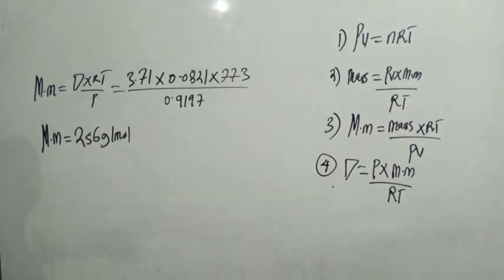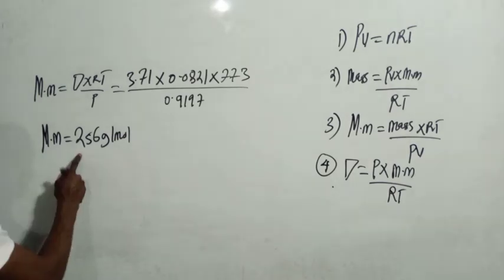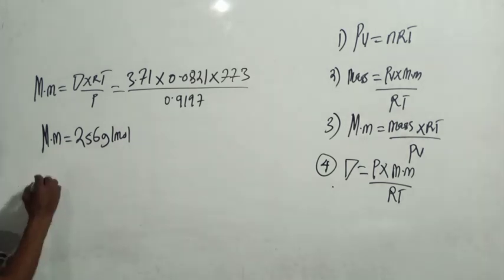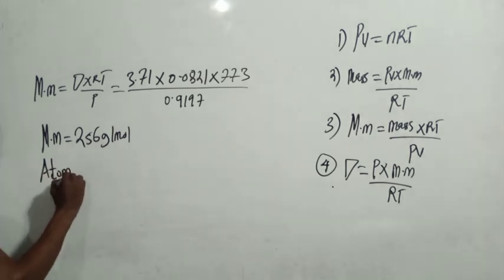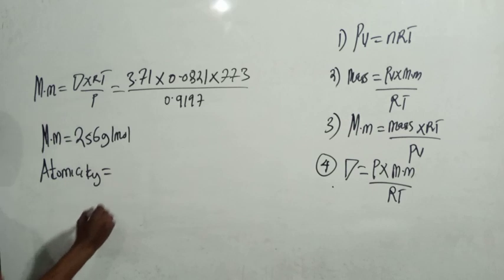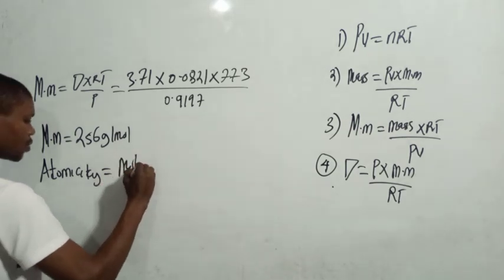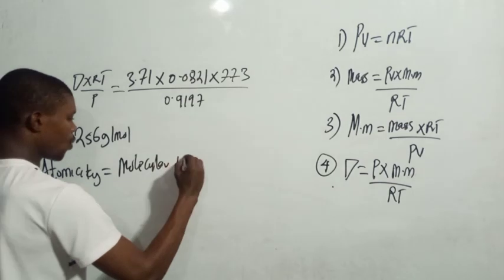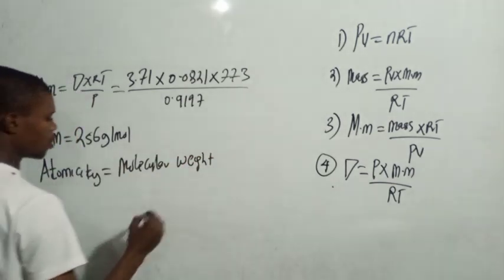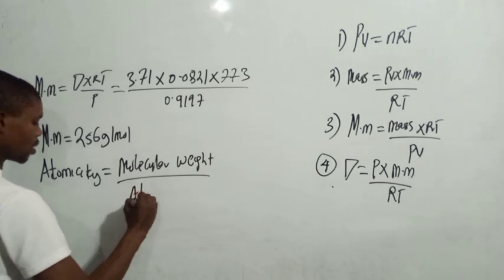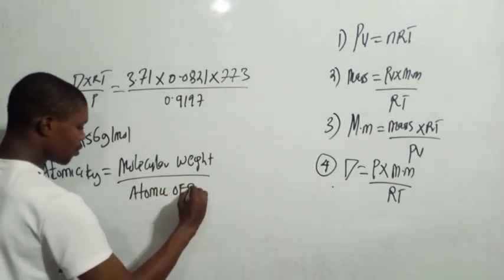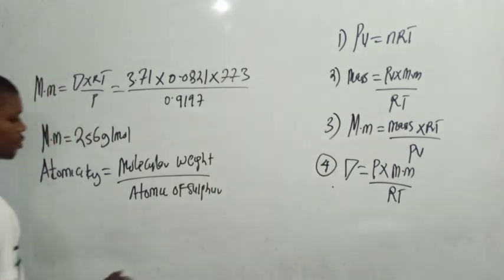Remember, the unit of molar mass is always gram per mole. I don't want to do the unit analysis because we don't have time here. Now, you have to know the number of atoms of sulfur present here. The atomicity is equal to the molecular weight calculated over the atomic weight of sulfur. Remember, sulfur is 32. The molecular weight is 256.